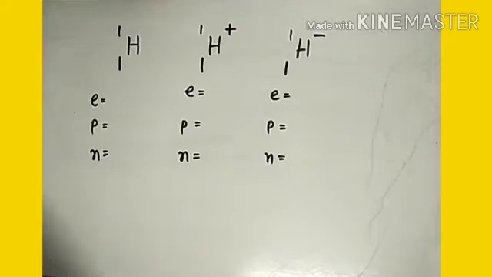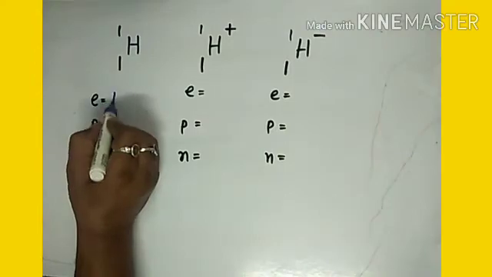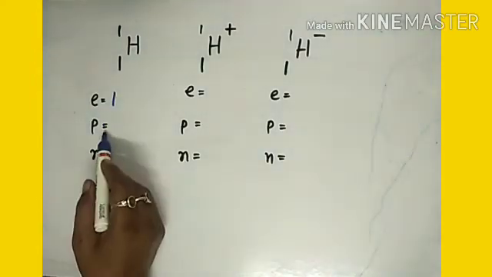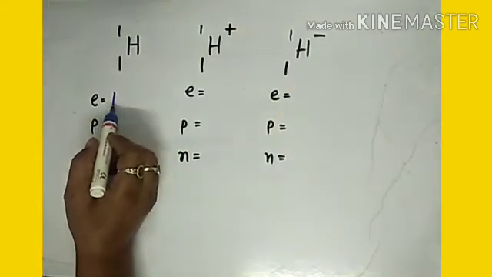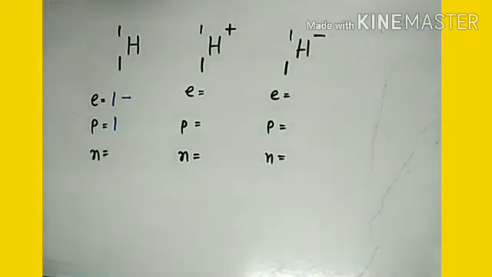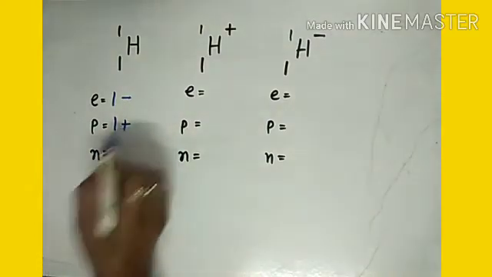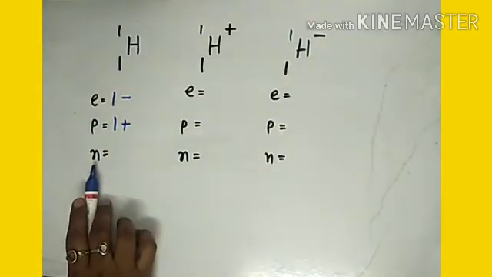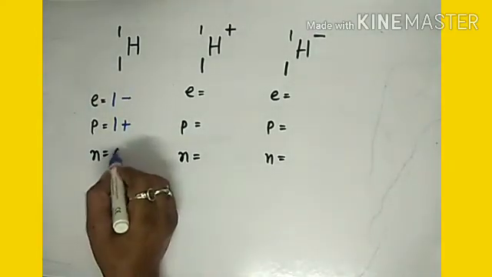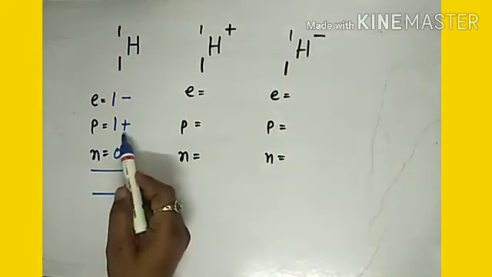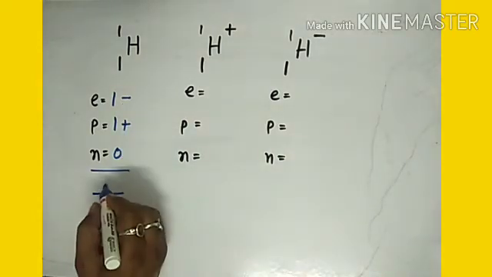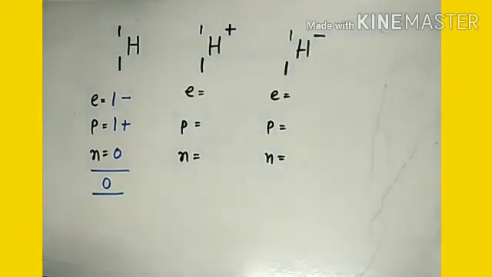So first of all, we have to find out number of electrons in this. We have 1, so we can go for 1. And number of protons, obviously it's 1. You know that electrons are negatively charged, so we have 1 negative charge and 1 positive charge. But in case of neutron, we don't have any neutron here, that means it's 0. Overall charge, 1 negative, 1 positive, obviously no charge, that means it's neutral. So we are not mentioning any kind of charge here.